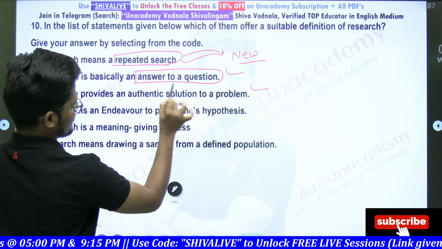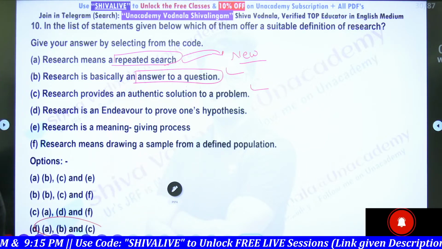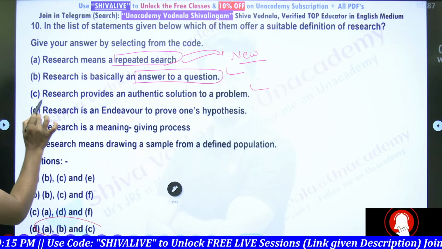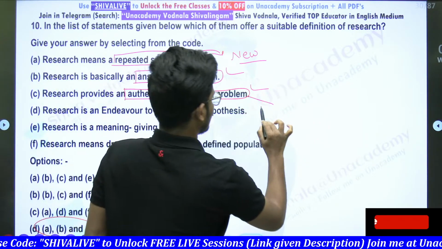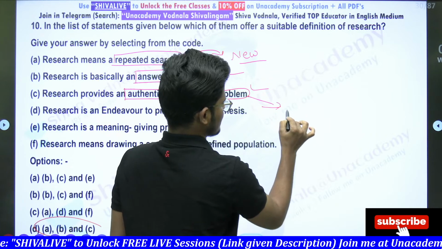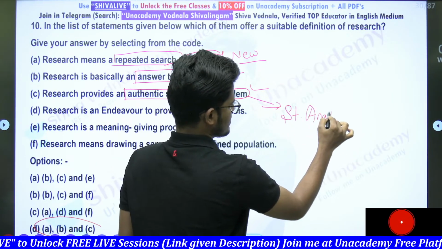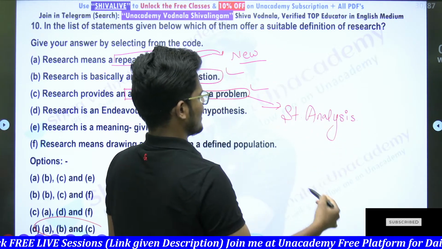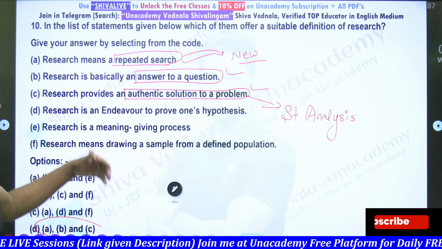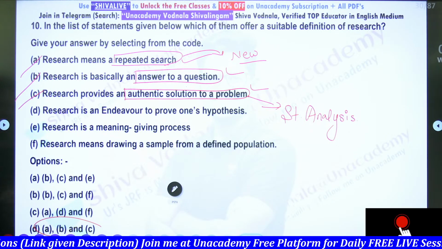Yes, we are picking up a problem. We are trying to identify a solution by applying various techniques and tools of statistics. It will provide an authentic solution to your problem because we are going to provide a conclusion based on statistical analysis and various already proven tools to analyze the data and give a conclusion or suggestions for that particular problem which you have chosen. These three fall under the definition.